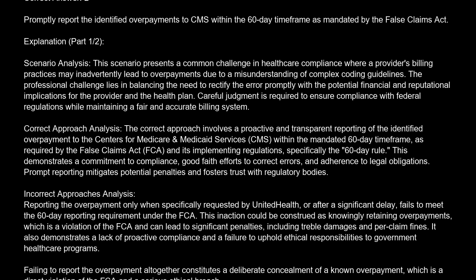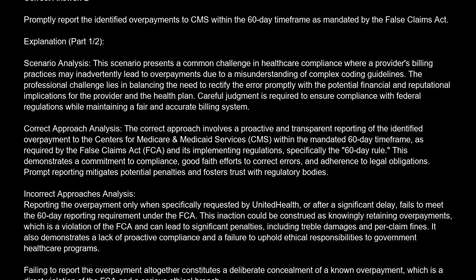Correct approach analysis. The correct approach involves a proactive and transparent reporting of the identified overpayment to the Centers for Medicare and Medicaid Services, CMS, within the mandated 60-day timeframe, as required by the False Claims Act, FCA, and its implementing regulations, specifically the 60-day rule. This demonstrates a commitment to compliance, good faith efforts to correct errors, and adherence to legal obligations. Prompt reporting mitigates potential penalties and fosters trust with regulatory bodies.